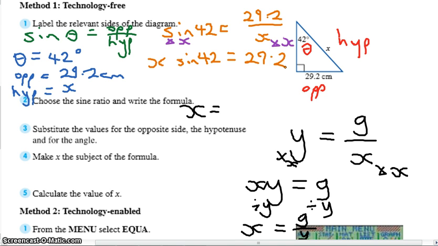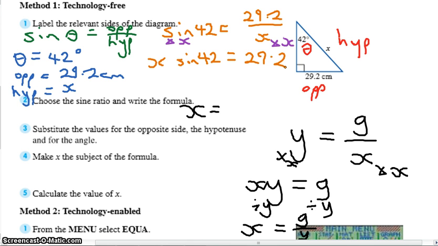So now we've got x times blob. The blob happens to be sine 42. But we've got x times something. How do we get rid of that something? Divide it. How do we get rid of it? If it had 5x, what would you do to the 5? Like if it had 5 times x, how would you get rid of the 5? Divide by 5.